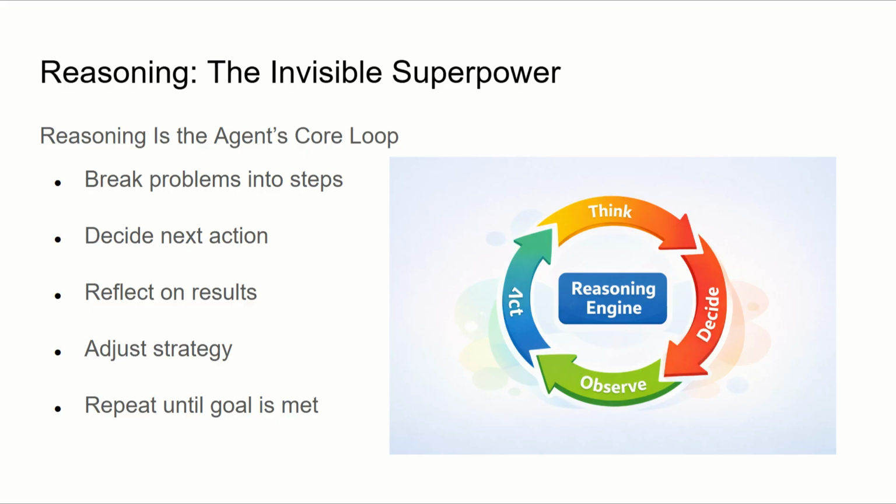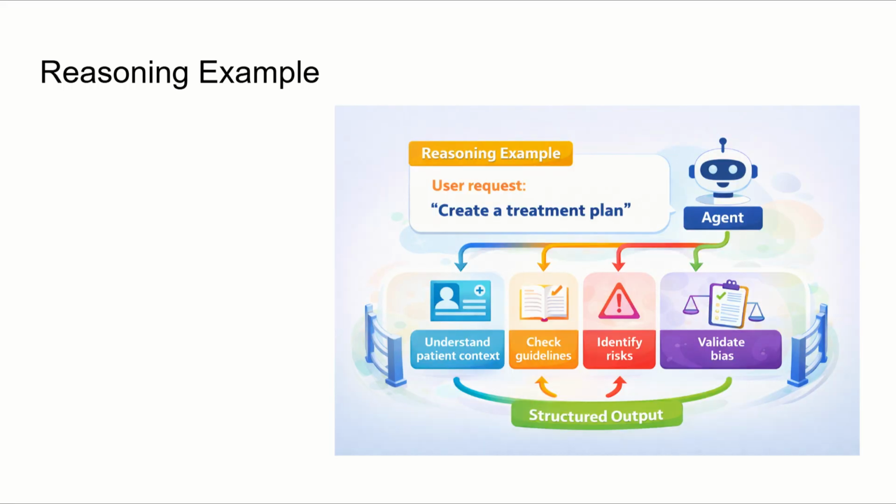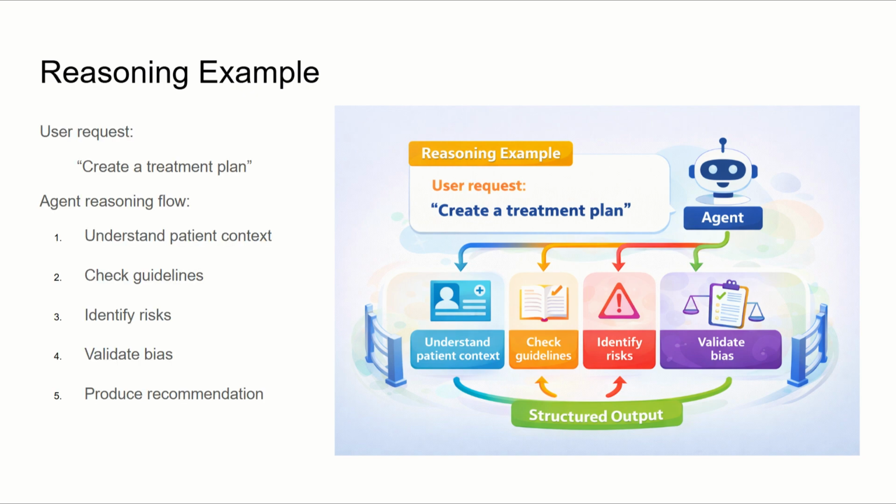Reasoning is not about being smart, it's about being deliberate. Let's make this concrete with a reasoning example. Imagine a user asks, create a treatment plan. A traditional model might immediately generate an answer, but an agent does something very different.